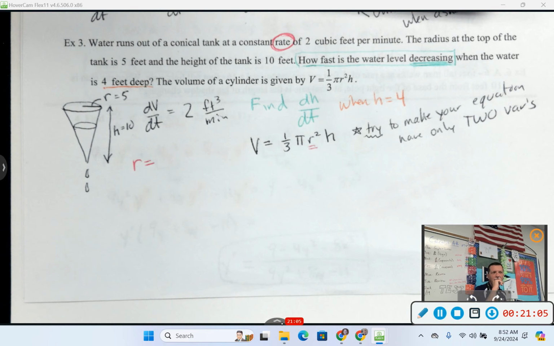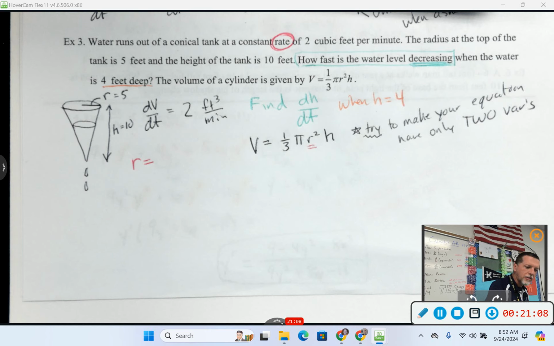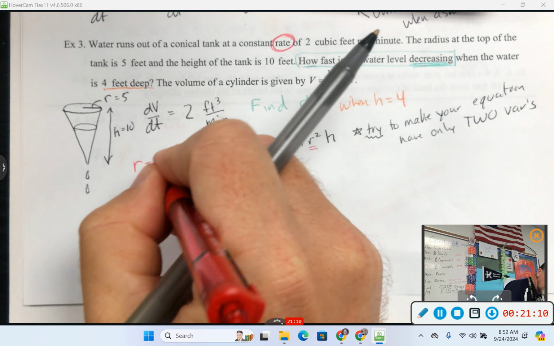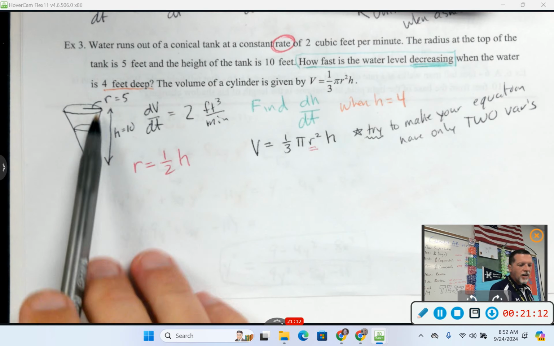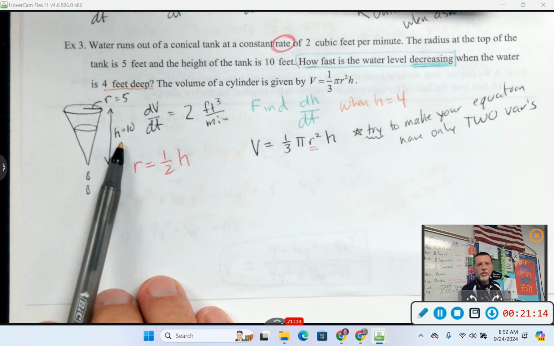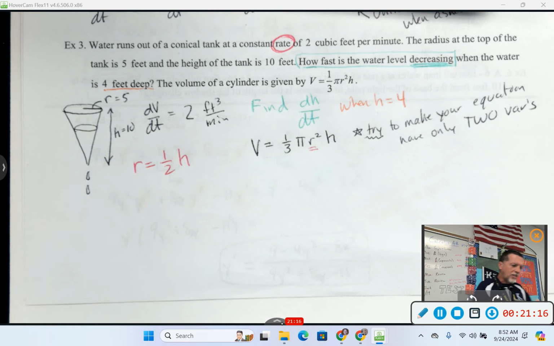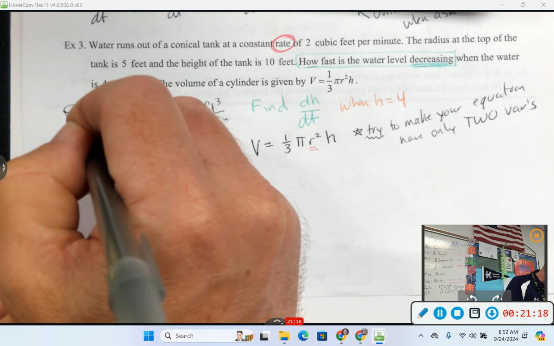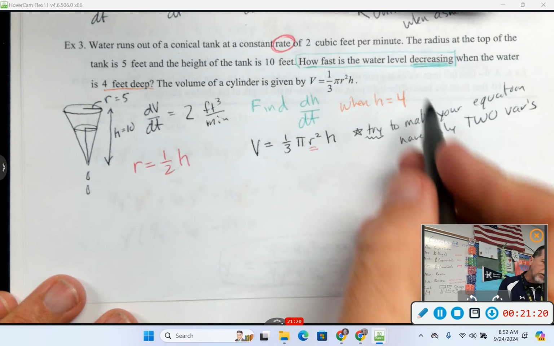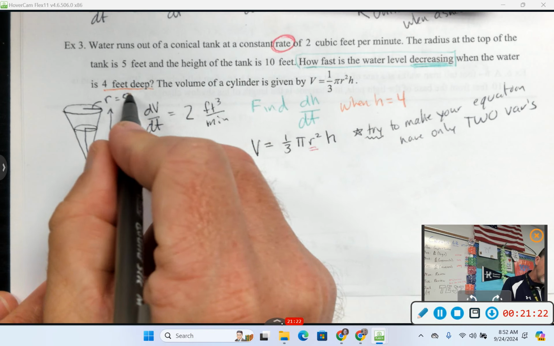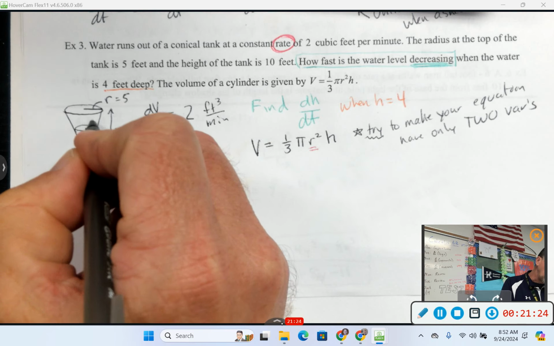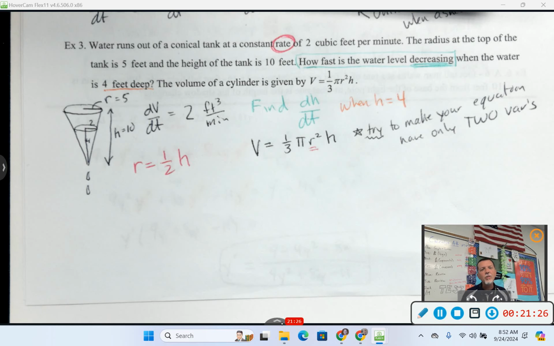Jake, what are you saying? H. Where did you get that from? Because R is 5 and H is 10. So R is always going to be half of H. As this thing drains, I guess we could say that when it's 4 feet deep, then H would be 2. The ratio continues. R is half of H. So that's really good news.